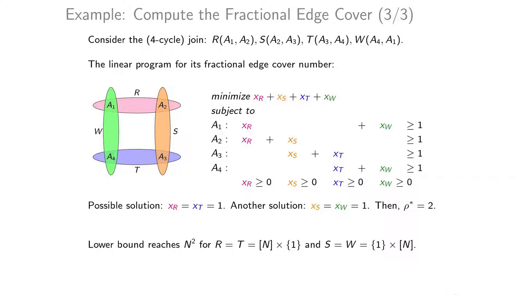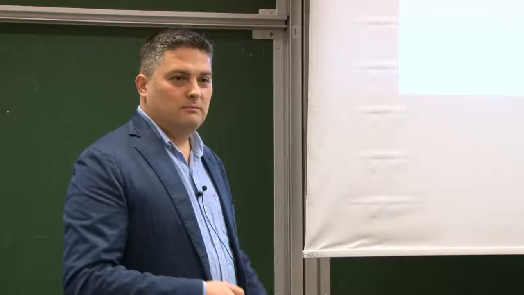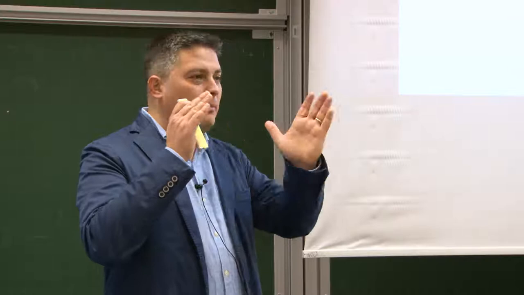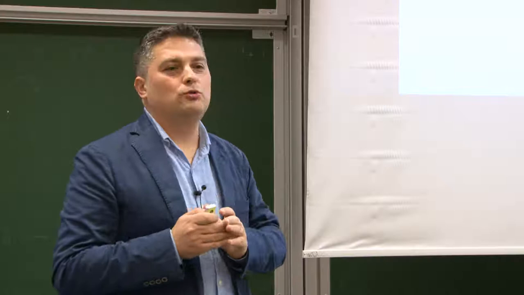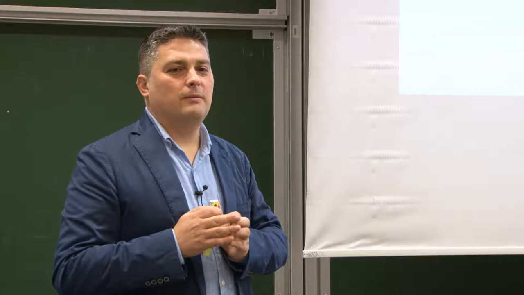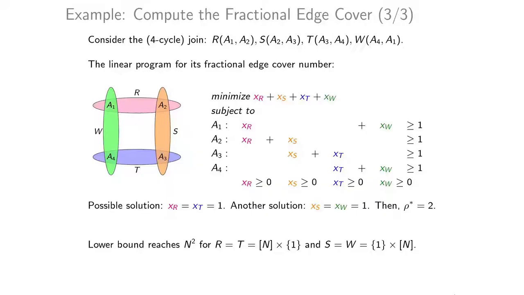The result in this case is 2, and it is intuitive. You can take either R and T to cover all variables, or you can take W and S to cover them. But if you take a subset of this, you will not be able to cover these variables. And if you assign less weight, you also will not be able to do better. Let's say we assign to R 1/2. That forces W and S to also have at least 1/2, because we have to cover A1 and A2 by a weight of at least one. But then this forces T to be at least 1/2, and the minimum will be 1/2. So every relation has weight 1/2, and there are four of them. 4 × 1/2 is 2.